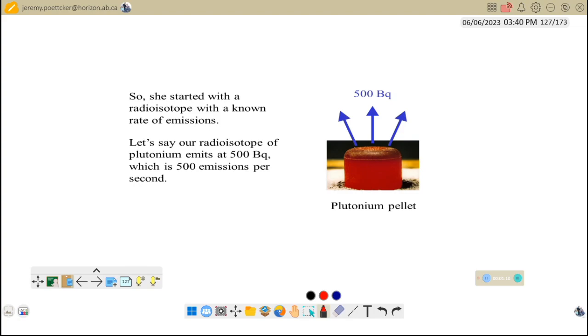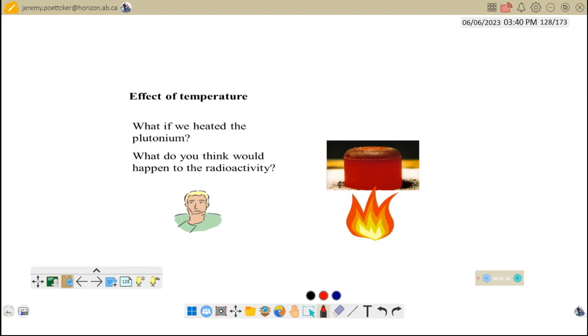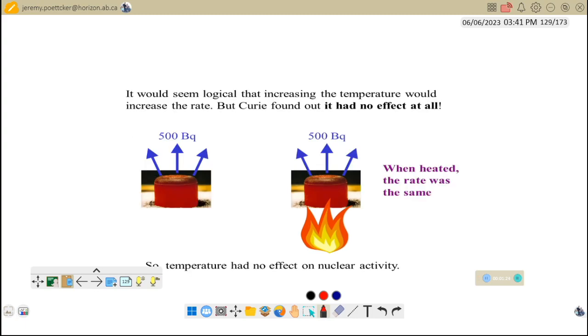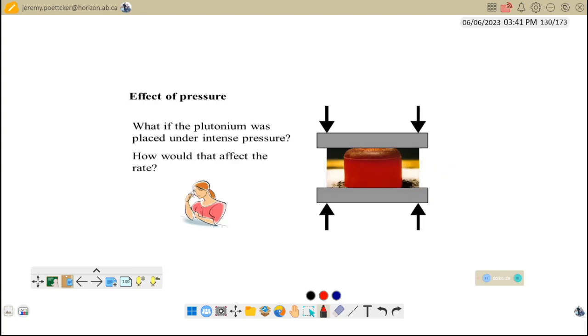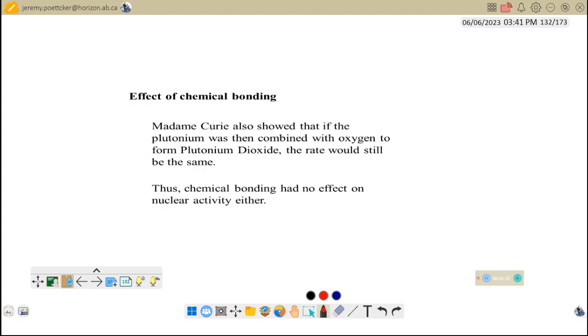A little bit about how. If we start with a plutonium pellet, 500 becquerels, so 500 emissions per second. Let's heat it up. You'd think if we heat it, that should affect the radioactivity, but it does not. Cold or hot, the rate was the same. Temperature has no effect. What about pressure? If we put it under pressure, maybe it won't be able to decay as quickly. Nope. Pressure has no effect. What about chemical bonding? Nope. If I make plutonium into plutonium dioxide, no effect.